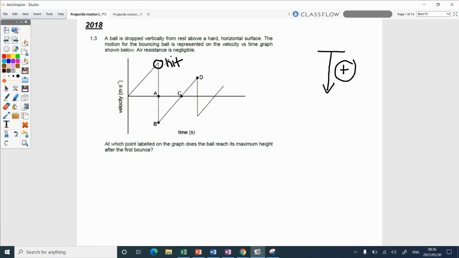Because at B, the direction changes. So now it's not going down anymore, it's going up. So my velocity is negative. And A would be top. But is it? No, it can't be. That is what half the country answered. So I don't blame you for saying that.